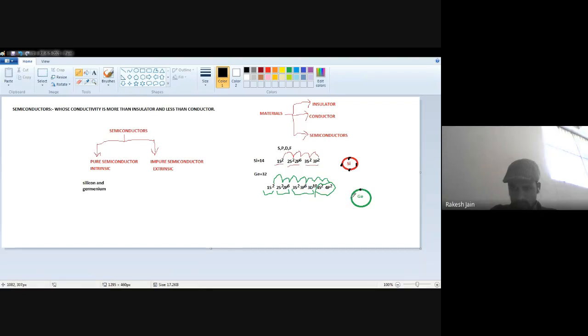First, second, third, and fourth. Okay, so now these are silicon and germanium.